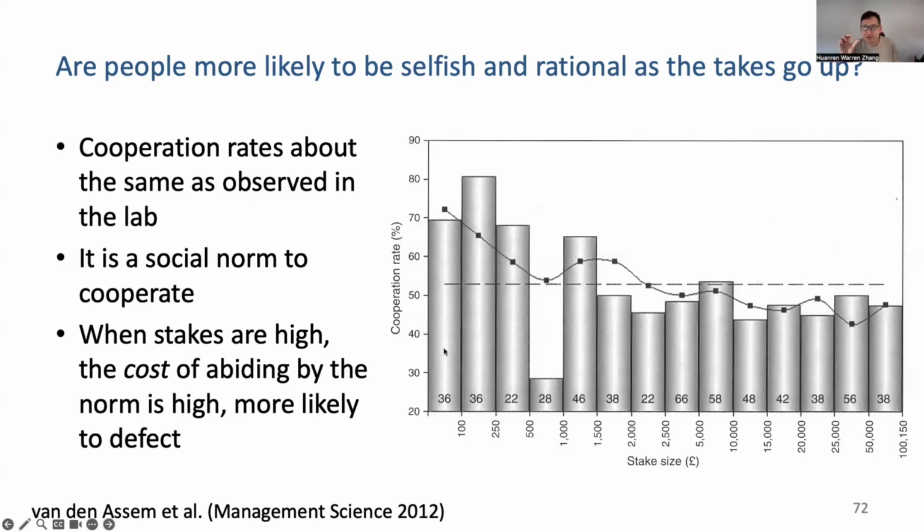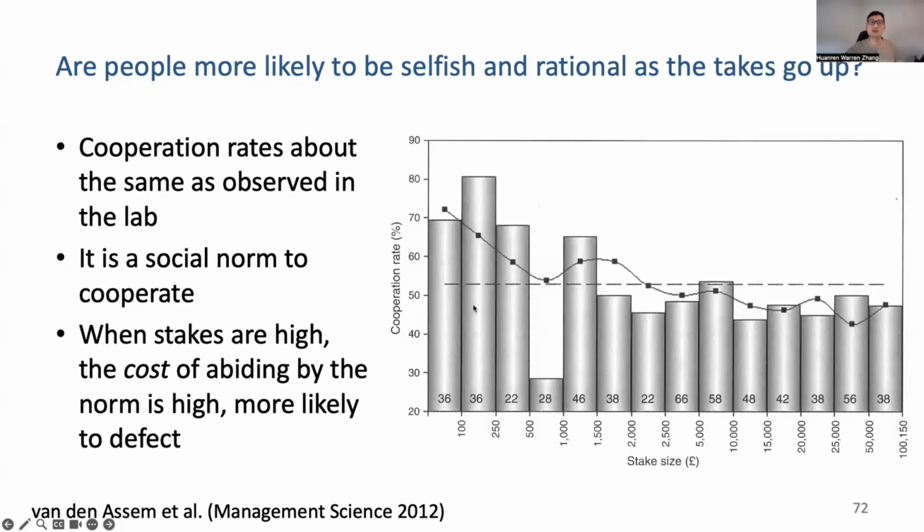So 100 British pounds seems a very small amount of money. In that case, you probably would not risk defection ruining people's image of you. Because compared with 100,000 British pounds, 100 British pounds is a small amount of money. So that's why you see this cooperation rate is much higher compared to the lab level.